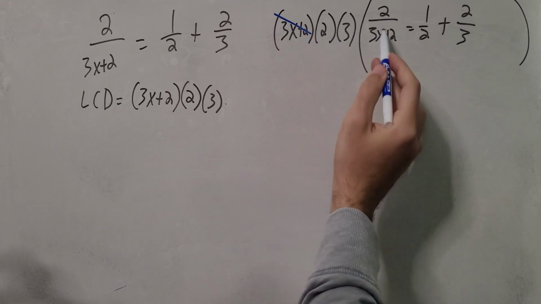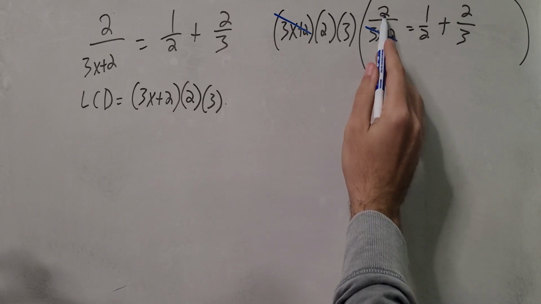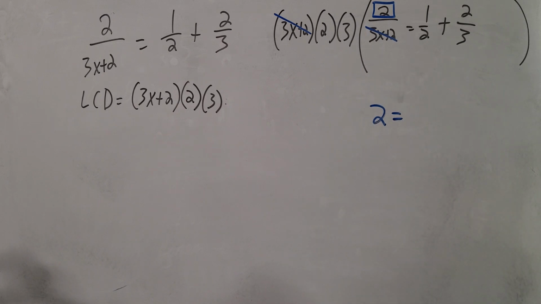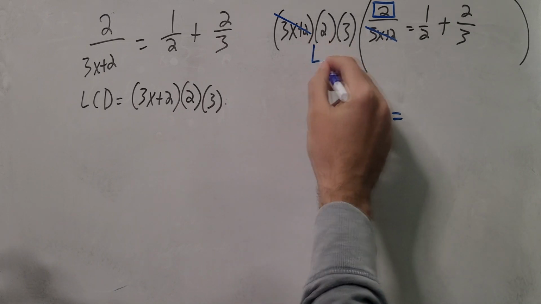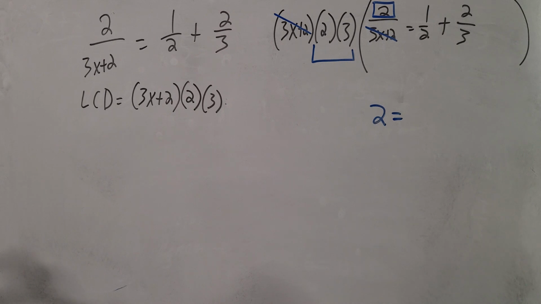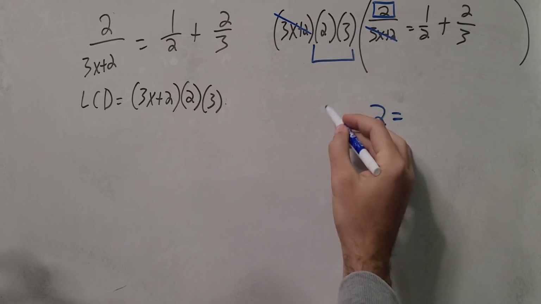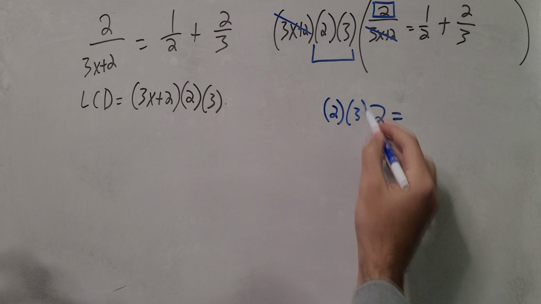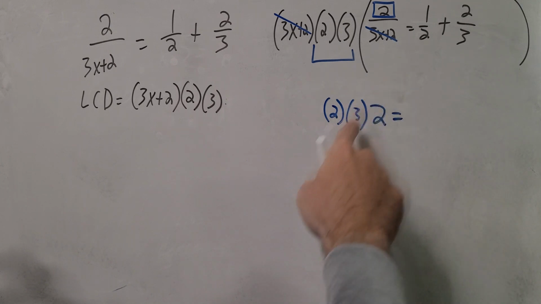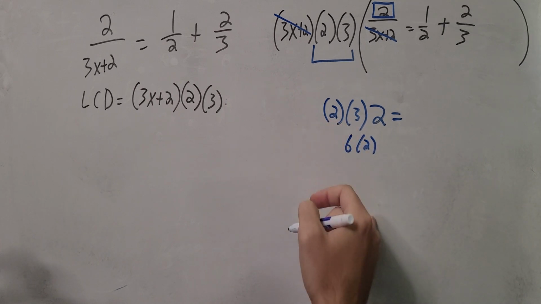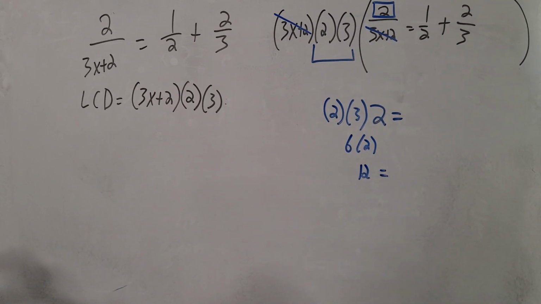Now the 3x plus 2's match, so those cancel out. But what do I do with the 2 that's up in the numerator? Do I just put 2 equals and I'm done? No. You have to consider the remaining pieces, the remaining numbers that we did not cancel out. So for this first fraction, we only canceled out the 3x plus 2. We still have to consider the 2 and the 3. Now before I continue, we can simplify this pretty quickly. We get 6 times 2, right? 2 times 3. And then we get 12. So I'm actually going to erase all that and just put 12. 12 equals.